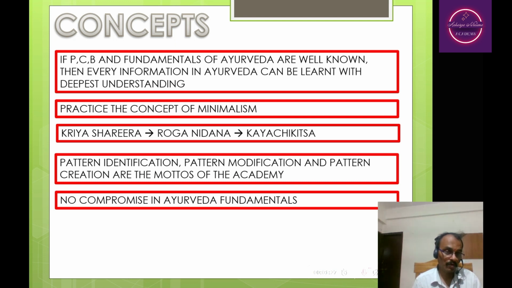Fourth, whenever we are going to learn Ayurveda or any information, we have to try to look for the patterns. Pattern identification is very important, so that we can modify the pattern which may subside the illness, and create a pattern which can help in speedy recovery.